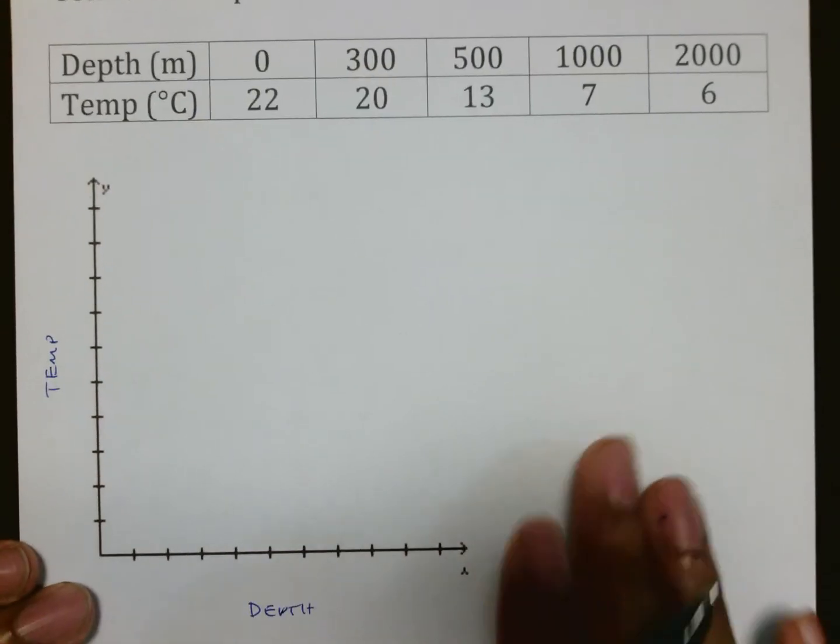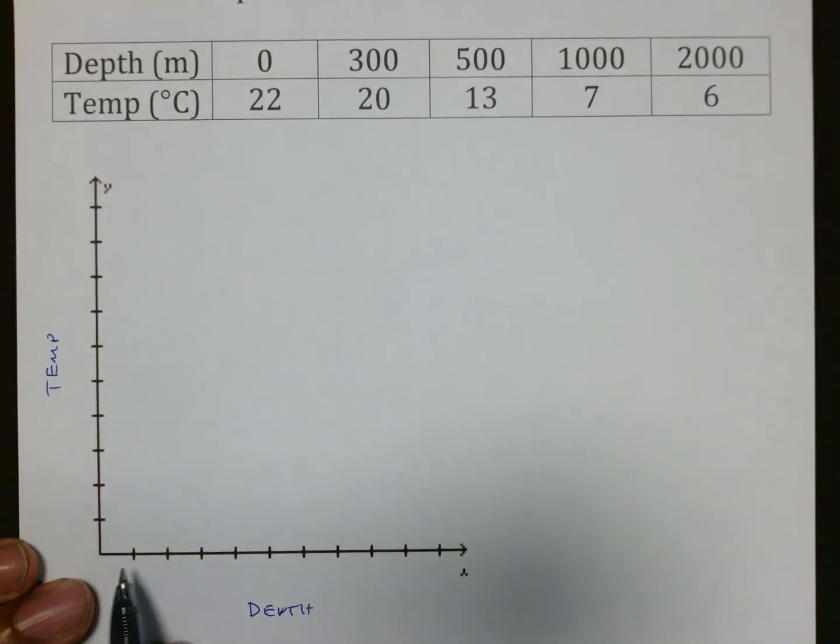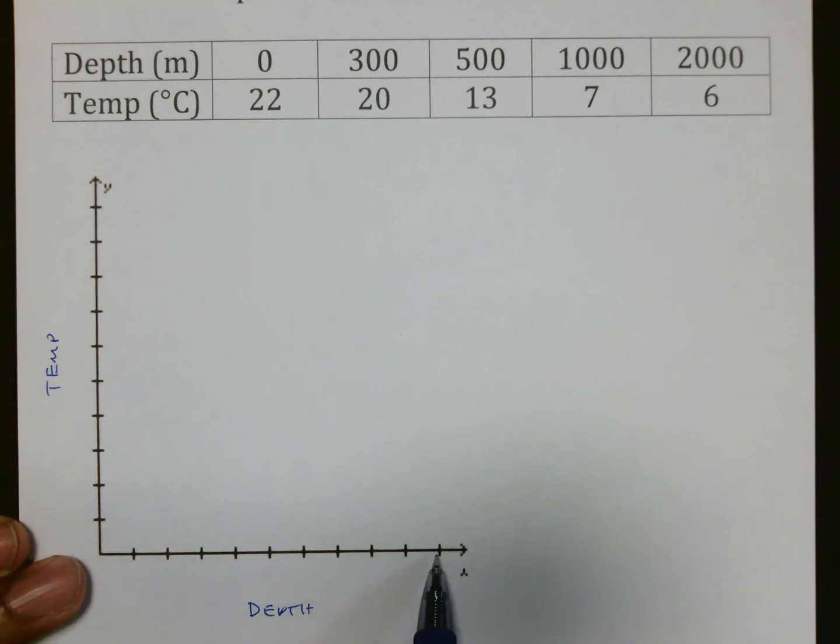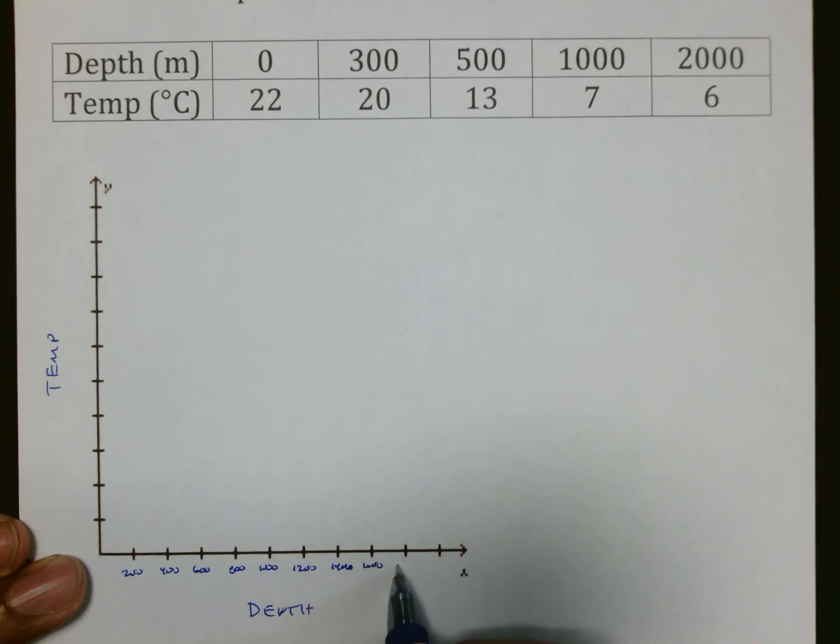And so we need to make sure that depth can get up to 2,000. So we go 1, 2, 3, 4, 5, 6, 7, 8, 9, 10, which means I think that every 200 should get me 2, 4, 6, 8, 1. Yep, so 200, 400, 600, 800, 1,000, 1,200, 1,400, 1,600, 1,800, and 2,000 there.